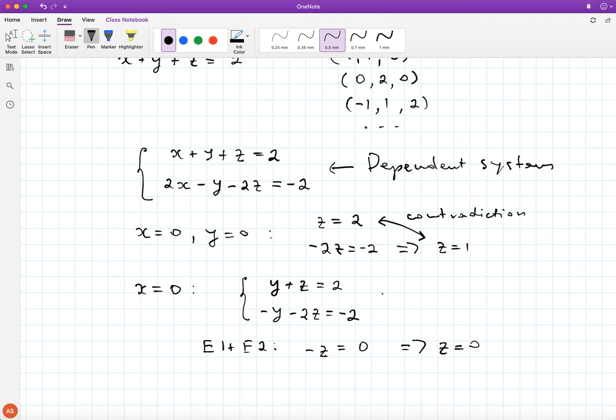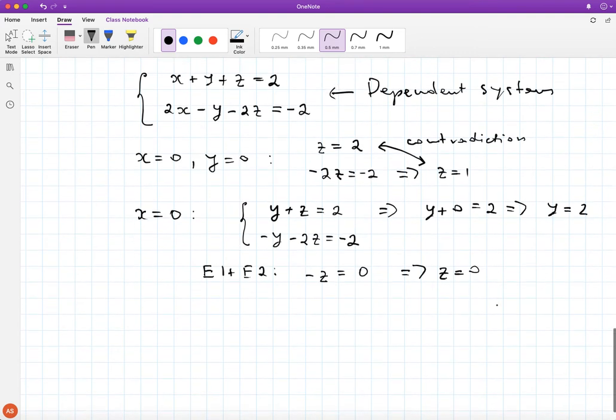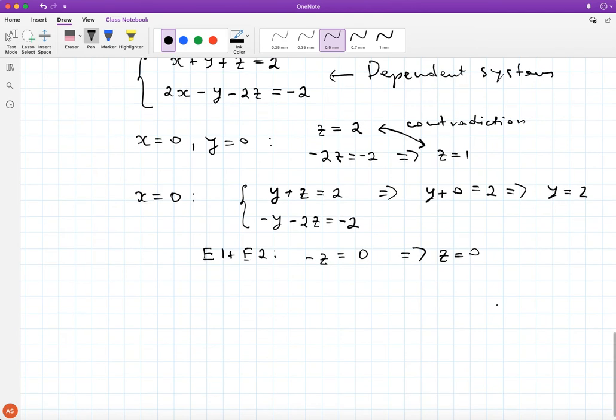And substituting z equals 0 into the first equation in this 2x2 system, we get y plus 0 equals 2, and therefore y must equal 2. And therefore we found a solution of our original system of 2 equations with 3 variables, namely 0, 2, 0.